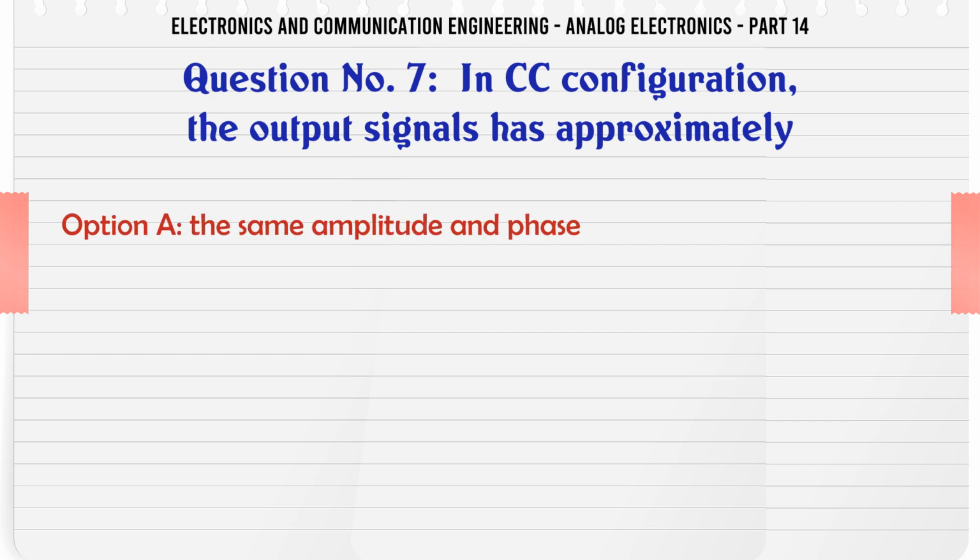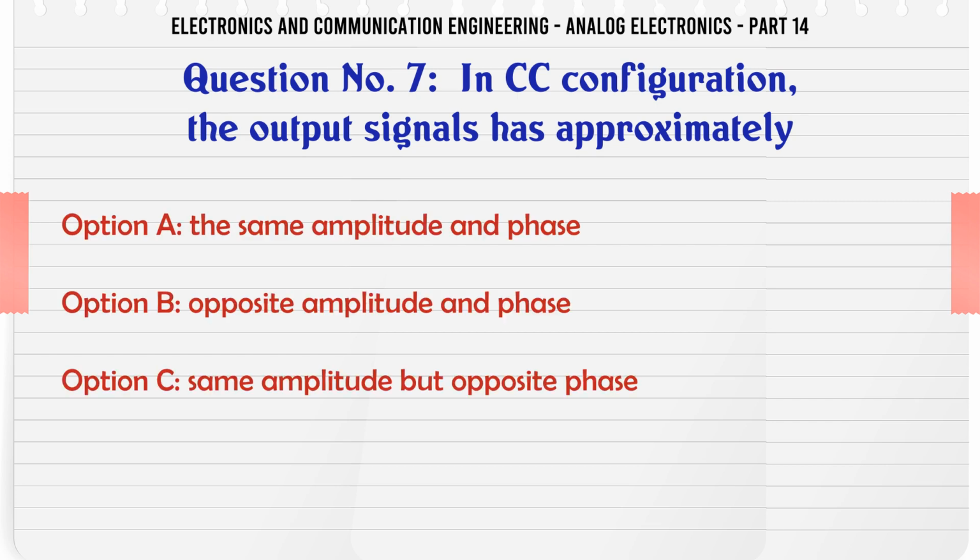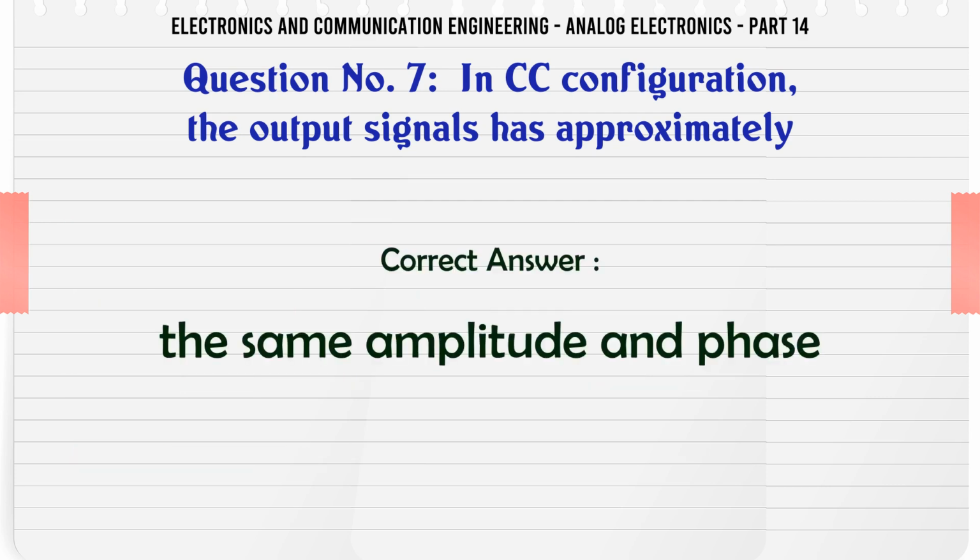In CC configuration, the output signal has approximately A, the same amplitude and phase; B, opposite amplitude and phase; C, same amplitude but opposite phase; D, none of the above. The correct answer is the same amplitude and phase.